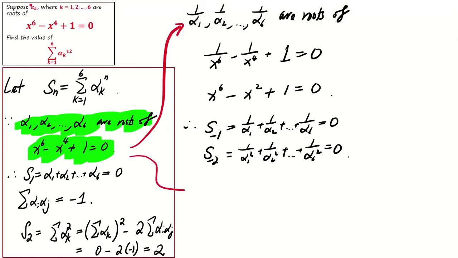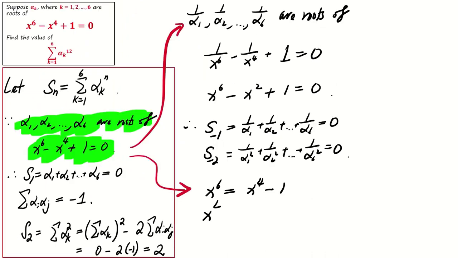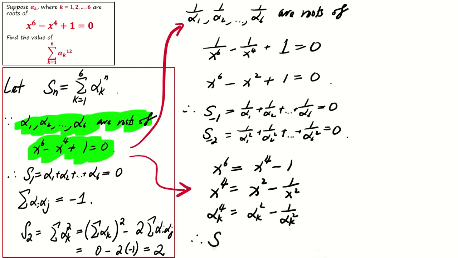From the given equation, we can write x power 6 equals x power 4 minus 1. By dividing each term by x power 2, we obtain a key insight. That is, x power 4 equals x power 2 minus 1 over x squared. As the alphas are roots of the equation, each of the alpha k satisfies the equation. This means that the following holds. By taking the sum, we have S4 equals S2 minus S negative 2, which equals 2.